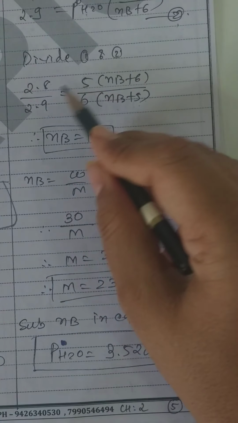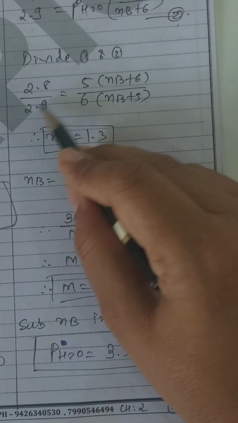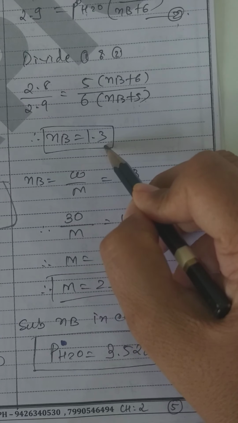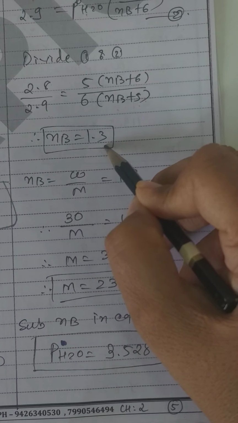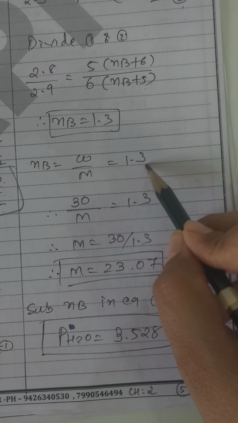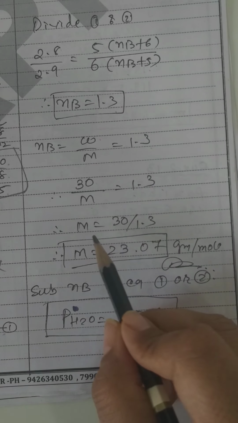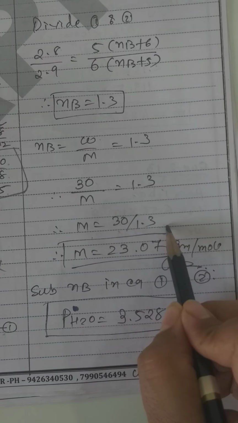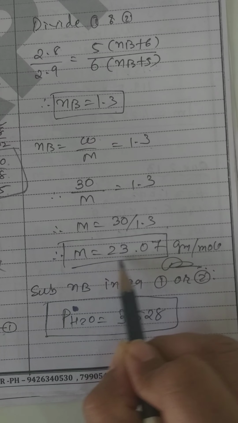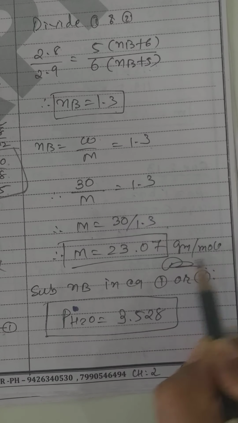So when you solve by cross multiplication, we will get Nb as 1.3. Now what is Nb? Mole fraction. So W upon M is equal to 1.3. W is 30, so 30 upon M is 1.3. So molecular mass is 30 upon 1.3, that is 23.07 gram per mole. Okay, so this is the answer of the first part.